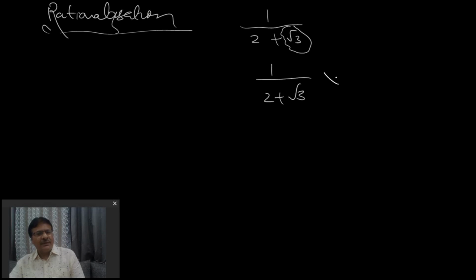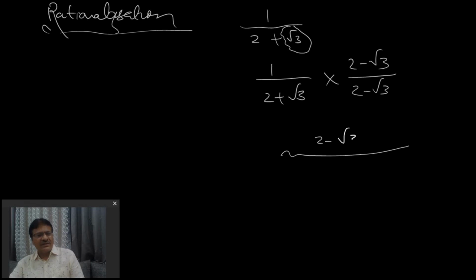One more thing I would like to explain here is rationalization. How to rationalize. See one small problem: 1 upon 2 plus root 3. Whenever we find a surd or irrational part in the denominator, we must rationalize. This is not the proper way of writing fractions. So if we rationalize it, what do we do? We multiply 1 upon 2 plus root 3 by 2 minus root 3 and divide by 2 minus root 3. This is the way to rationalize.